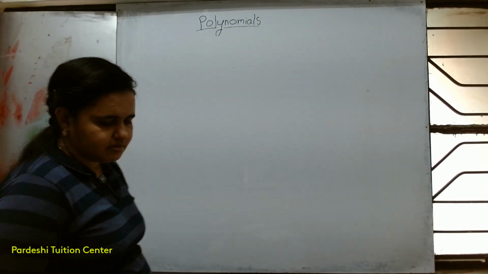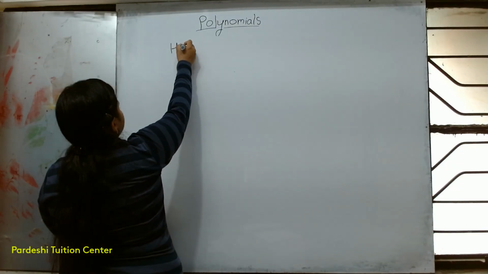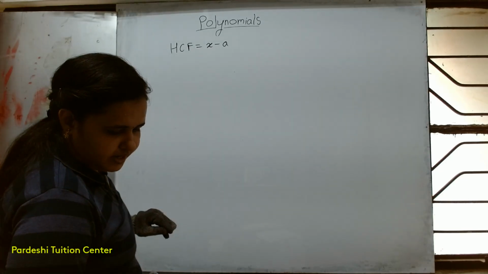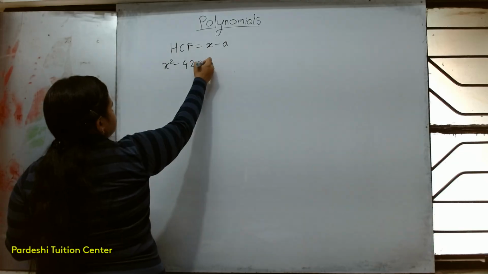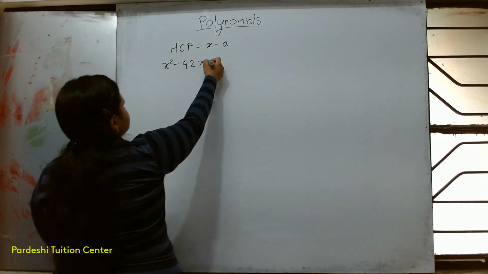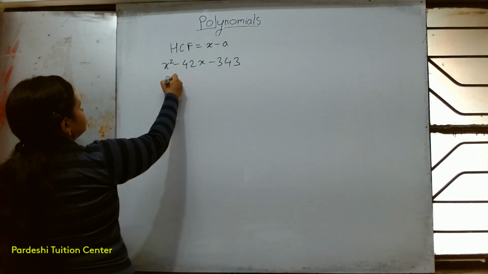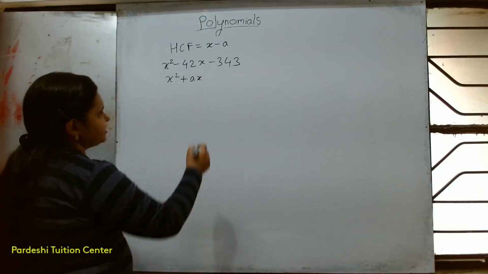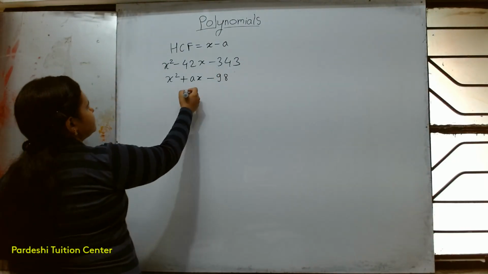Now B, the HCF is given as x minus a. The polynomials are given as x square minus 42x minus 343, and the other polynomial is given as x square plus ax minus 98. And we have to find a.